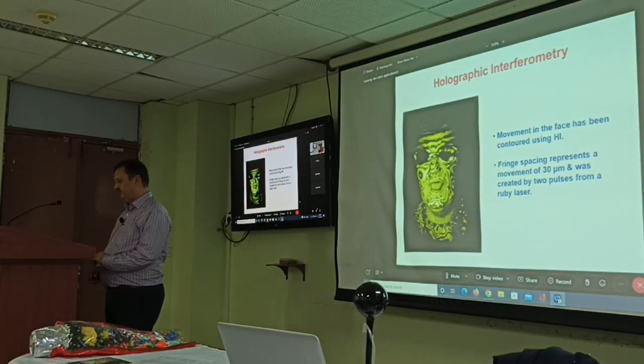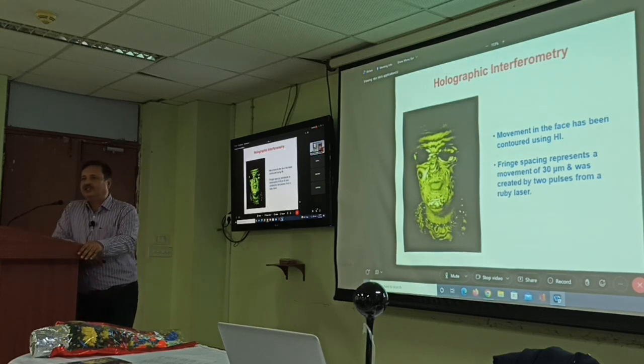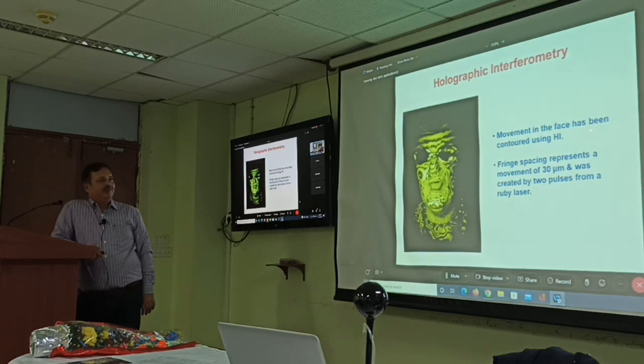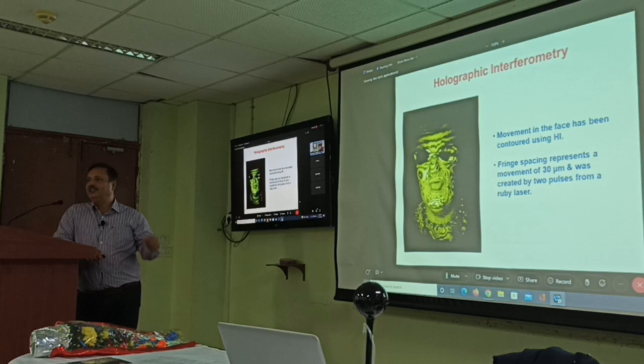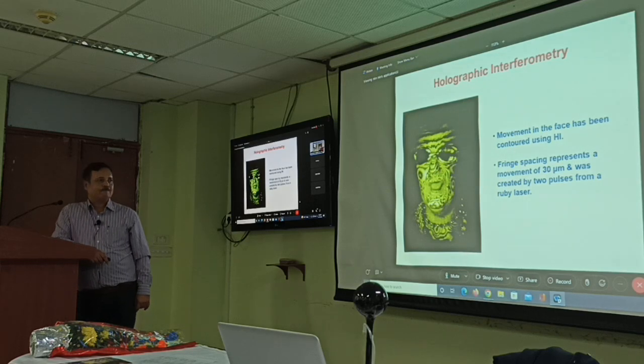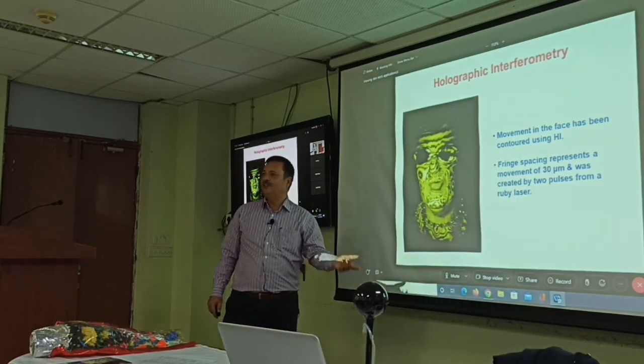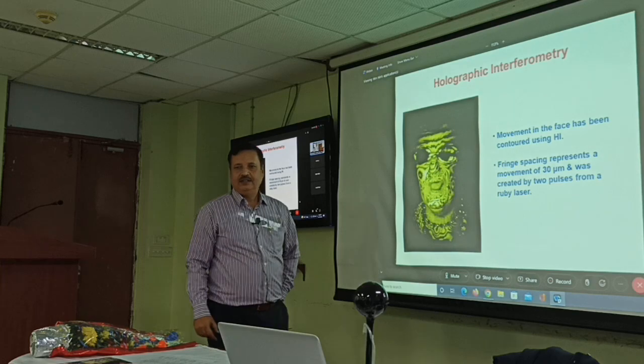One general, very famous kind of picture you will find in the books and on Google also. So movement in phase has been contoured using holographic interferometry. Fringe spacing represents a movement of 30 micron and was created by 2 pulses from a ruby laser. Here, a pulse laser was used, not a continuous wave laser, because a continuous wave laser posed that problem. So to solve that, this is what has been used. And the movement is 30 micron. So this is what we can measure with holographic interferometry. But a pulse laser will be used there also.